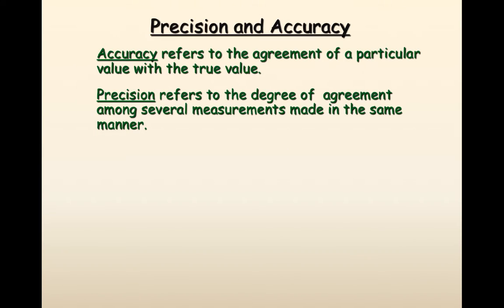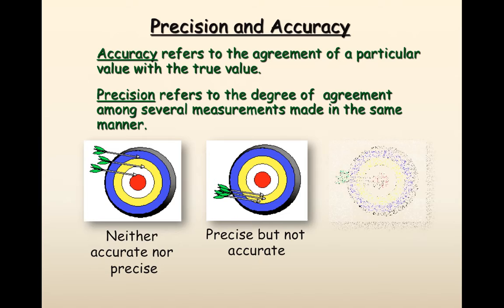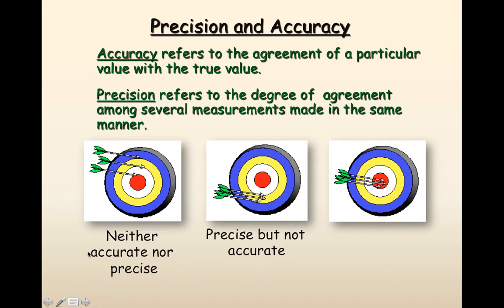Accuracy, very simple, is how close your measurements are to the actual value, the true value, or in some cases the accepted value. Precision is talking about the repeatability of measurements. Are the different measurements close to the actual value, in other words accurate, but also are they scattered? Here it's not accurate, it's not precise. They're not hitting the target and they're spread out. Here they're precise but not accurate, and here they're precise and accurate.